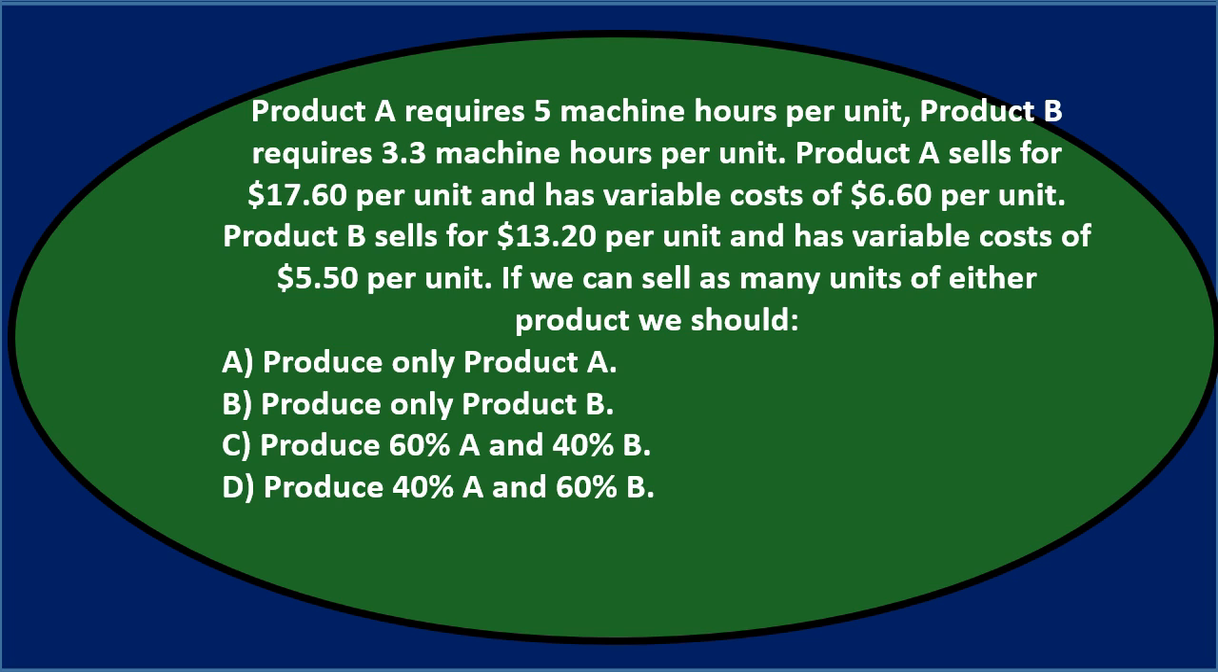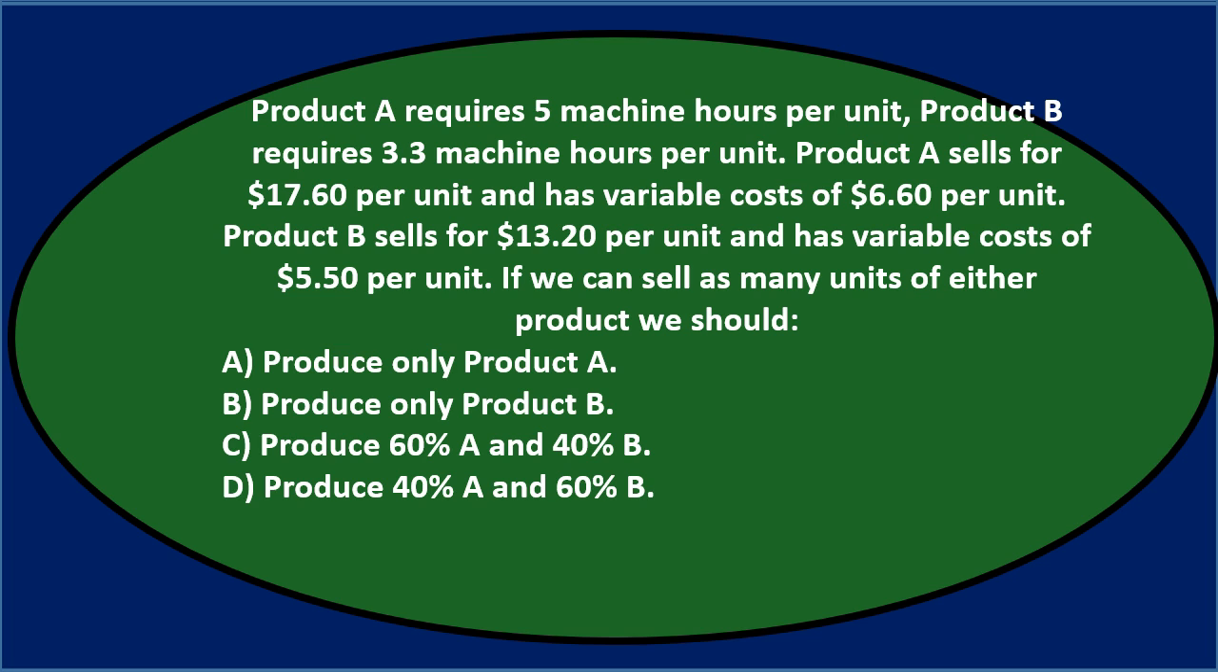If we can sell as many units of either product, we should either A, produce only product A, B, produce only product B, C, produce 60% A and 40% B, or D, produce 40% A and 60% B.